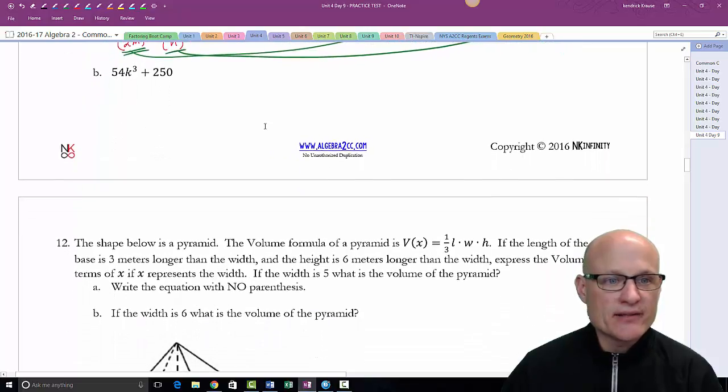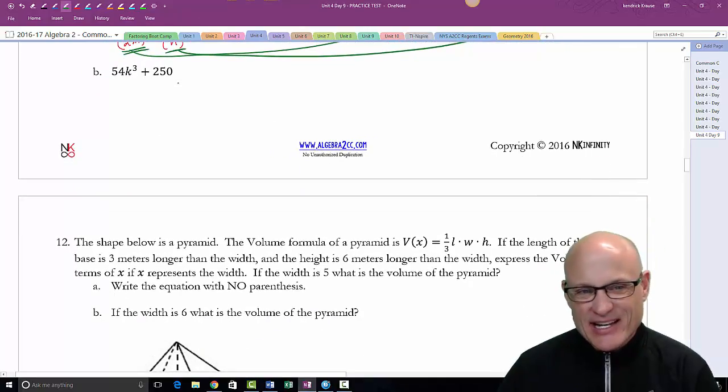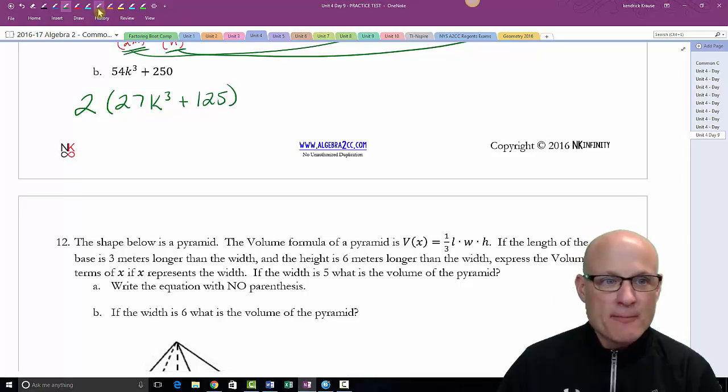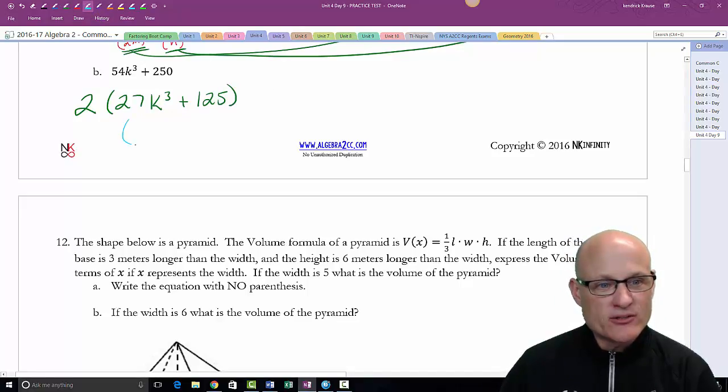So what can I take out of these two? Well, it's clear I can take out a 2, and I think that's it. So we'll take out a 2, and I'm left with 27. Yep, that's a perfect cube. k cubed plus 125. Yep, 125, that's a perfect cube. By now, you should start to recognize those, kids. This one is 3k cubed. This one is 5 cubed.